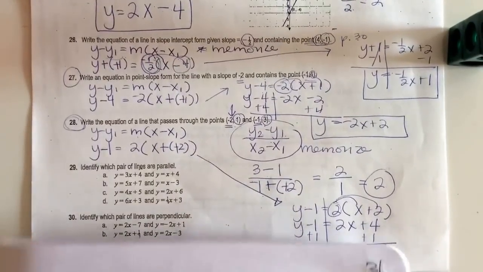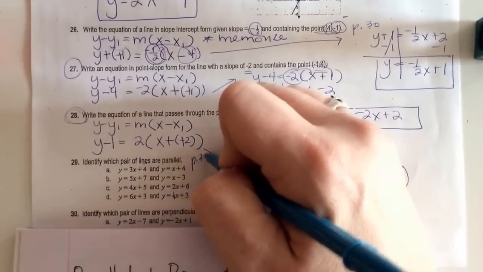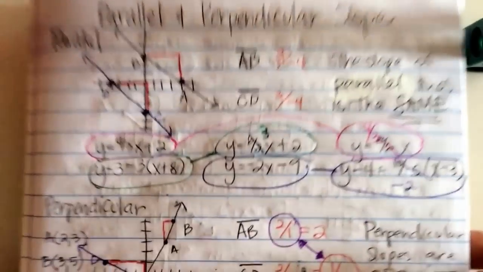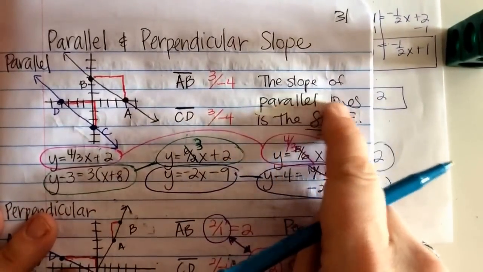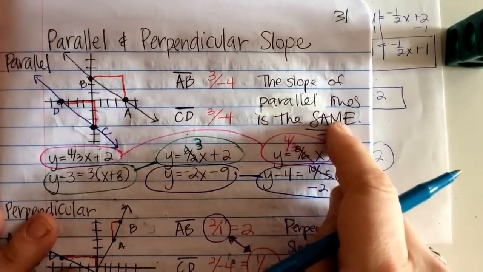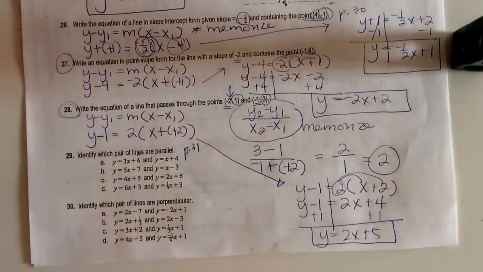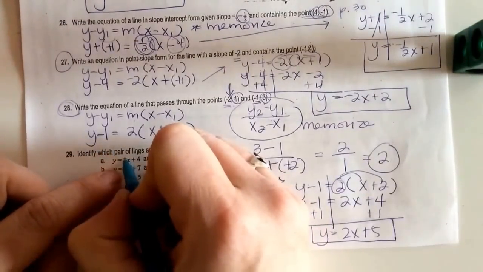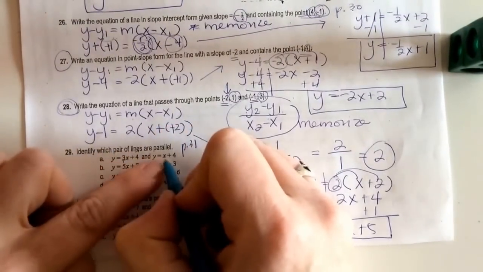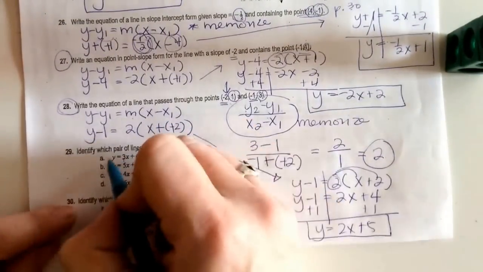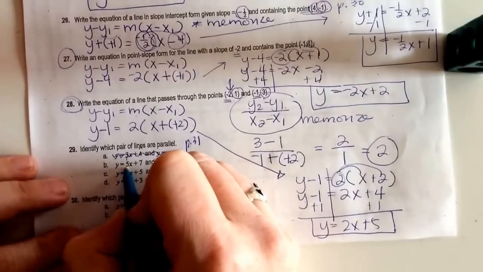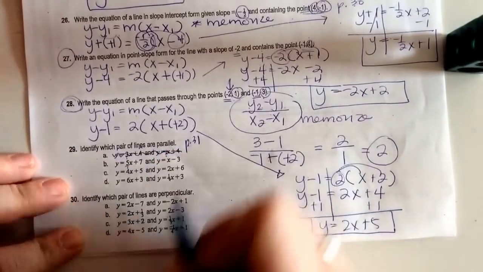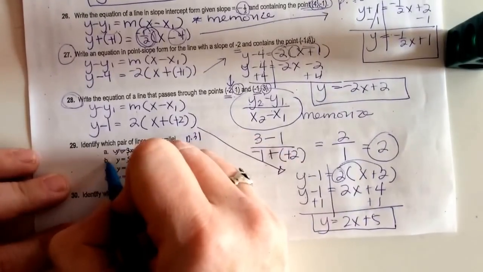Parallel and perpendicular slopes can be found on page 31. The slope of parallel lines is the same. So if I'm looking, the slope here is 3 over 1, and the slope here is 1 over 1. Those are not the same. The slope here is 5 over 1. The slope here is 1 over 1. Those are not the same.